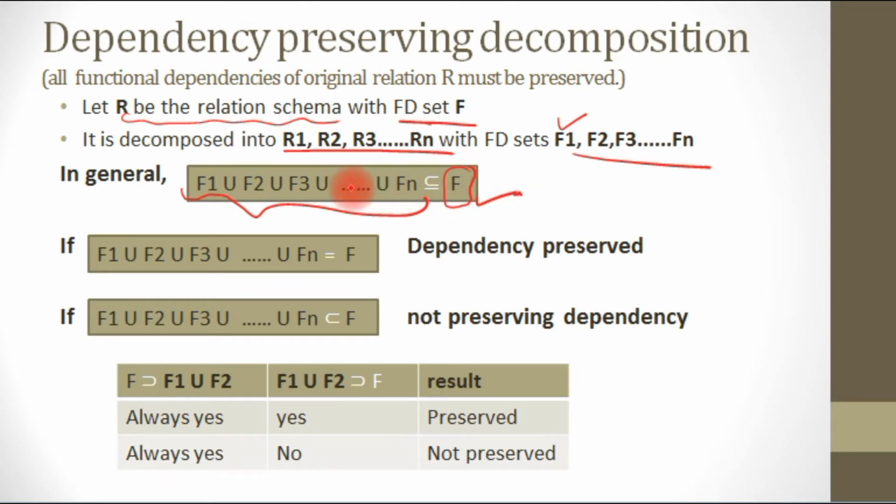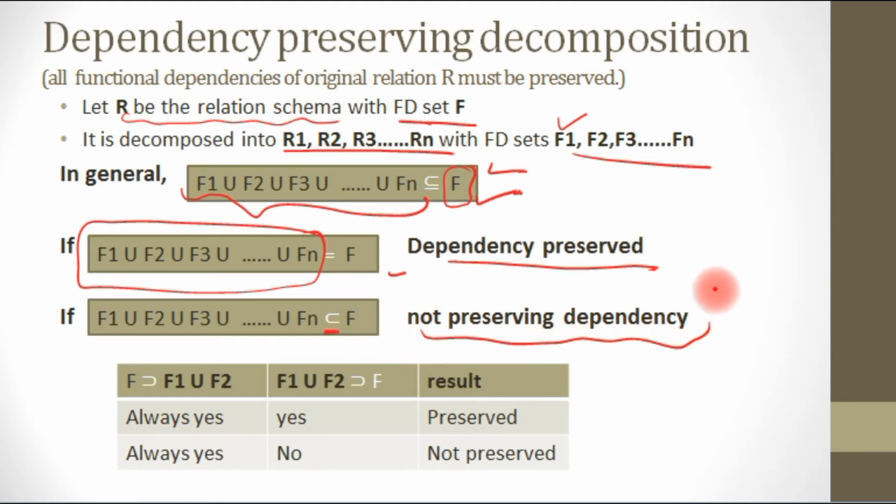So all the functional dependencies of all the subrelations are derived from only F. That's why we can say that the union of all the functional dependencies of all the subrelations is the subset of F. If the union of all the functional dependencies of all the subrelations is equal to F, then we will say the dependency is preserved. Otherwise, if it is a subset, then we will say it is not preserving dependency.